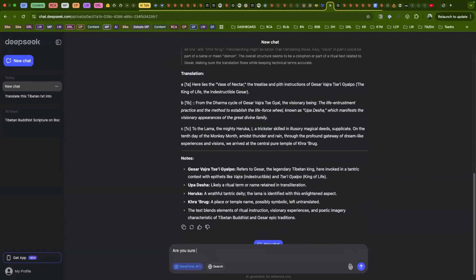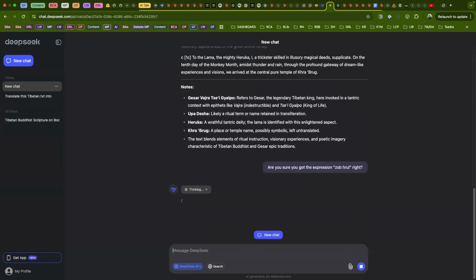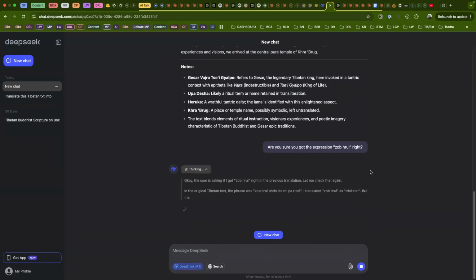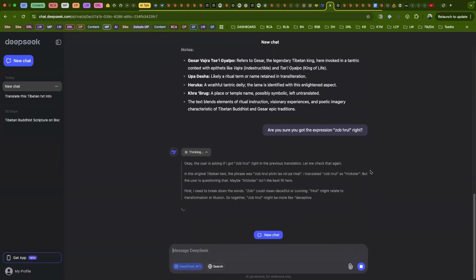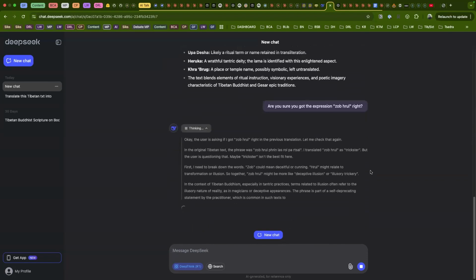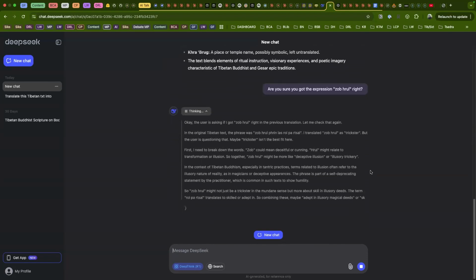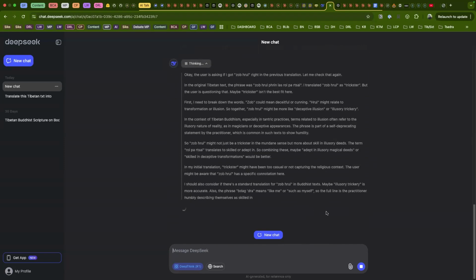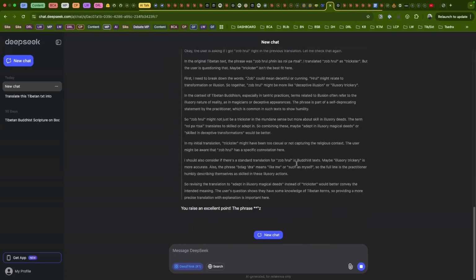So I'm giving you an example here. On the most basic level, a naive question, right? Did you get this expression right? Did you get zero right? So now you see, okay, the user is asking if I got zero right in the previous translation. Let me check that again. And so here there's a whole thought process that you can follow and see even if it makes sense or not.